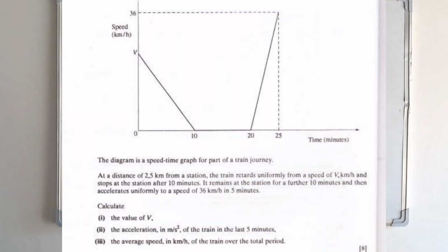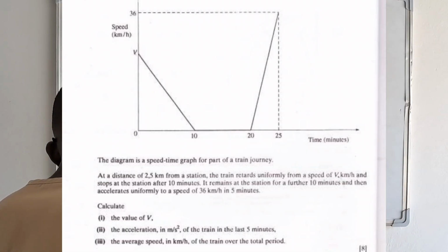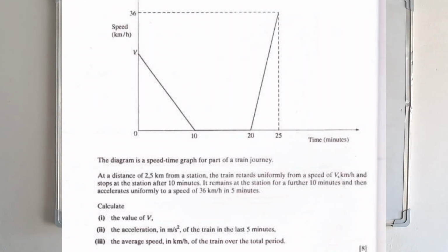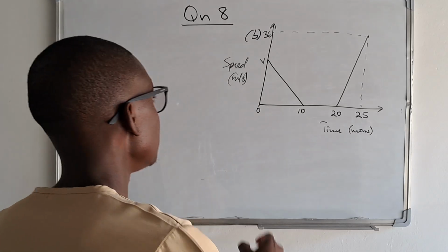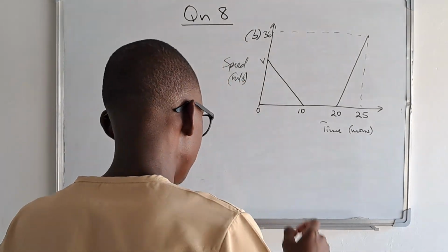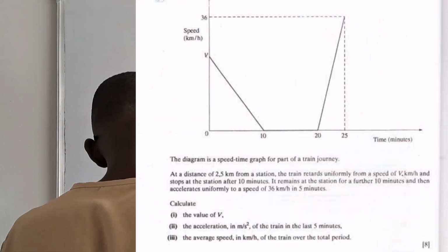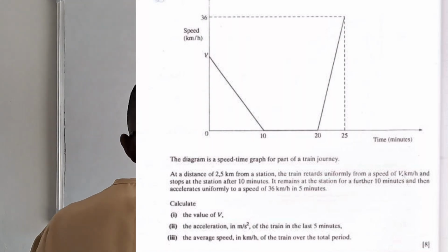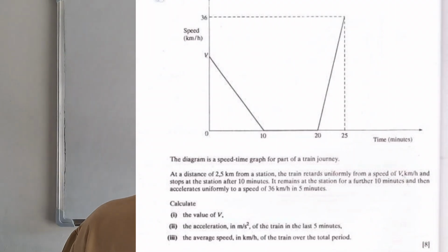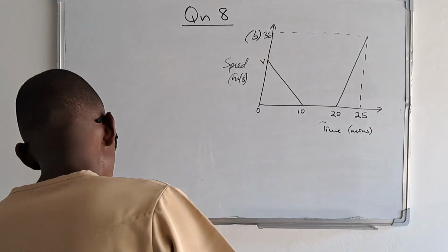The diagram is a speed-time graph for part of a train journey at a distance of 2.5 kilometers from a station. The train retards uniformly. Retards means it decelerates uniformly from a speed of v kilometers per hour and stops at the station after 10 minutes. You're being told from v to 10. Then it remains at the station for a further 10 minutes, at constant speed, and then accelerates uniformly to a speed of 36 kilometers per hour in 5 minutes. 5 minutes, 25 minus 20. Calculate the value of v.